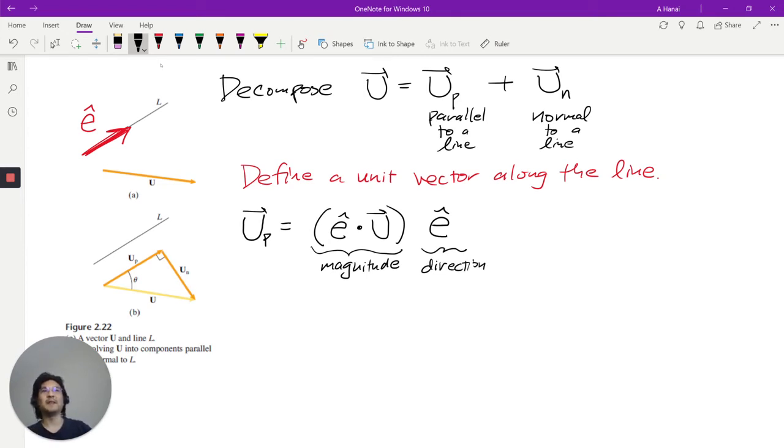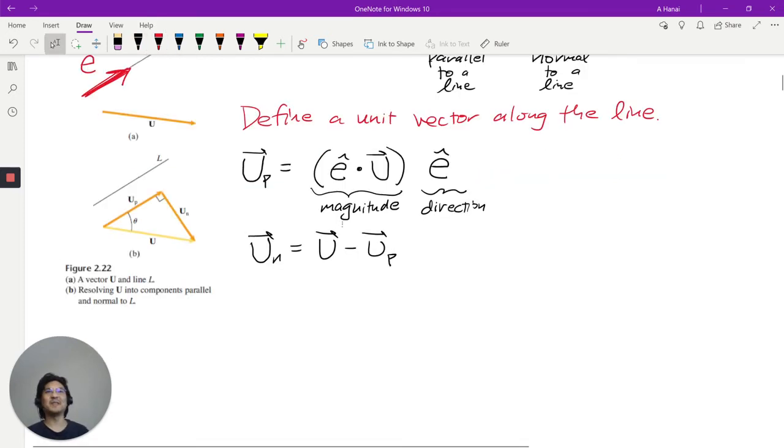And then if you want the other component, we already started with the vector we knew. So if you want the other component, just subtract. Move this to the other side of the equation. Okay, so that's how you decompose.